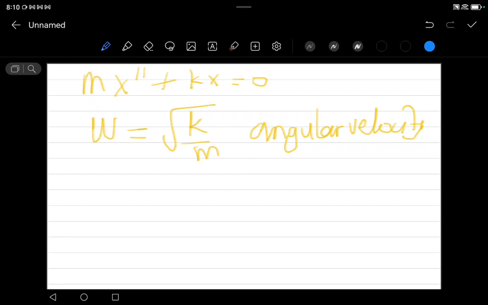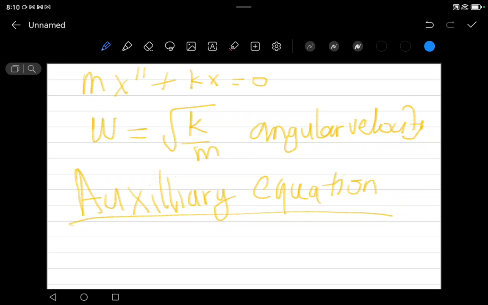And then moving forward, we're also going to have the auxiliary equation. The auxiliary equation is going to be m squared plus omega squared equals 0. And this auxiliary equation is going to help us to find the displacement equation.